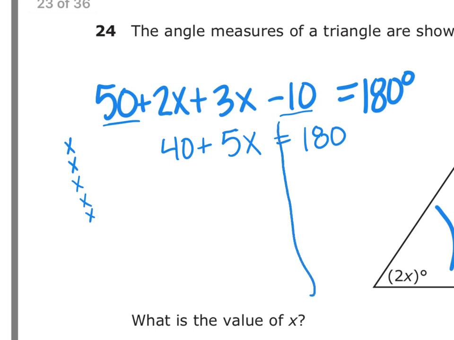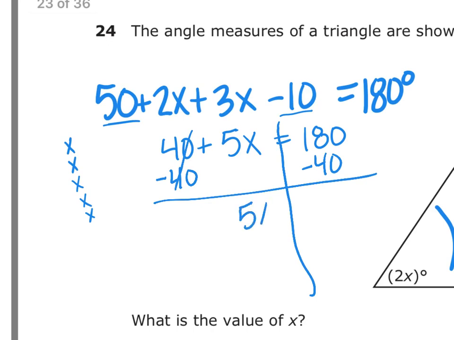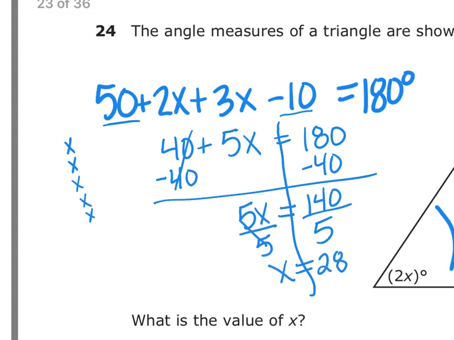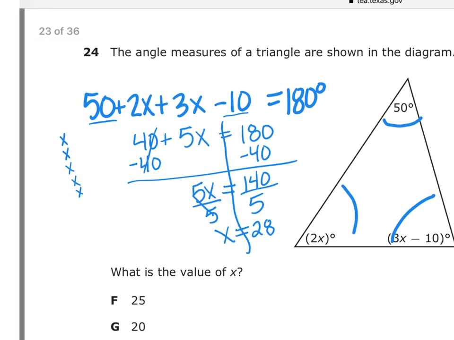So what's my first step here? First minus 40, I think. And then you would take down 5x. If 5 and x are multiplying, we would divide both sides by 5. And we would get x equals 28. So that fits.